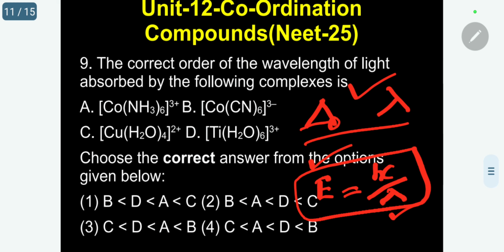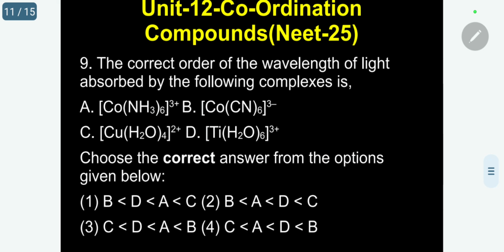vice versa. So if the ligand is stronger, this crystal field energy will be higher, and the lambda will be lower. Keep this idea in your mind and compare the strength of the ligands also. Most probably, I can suggest that option 2 may be the correct answer.